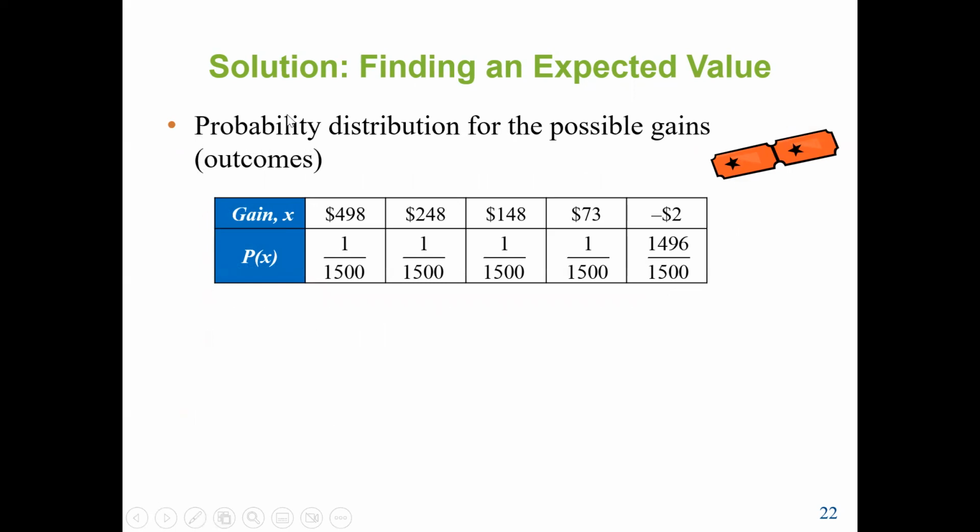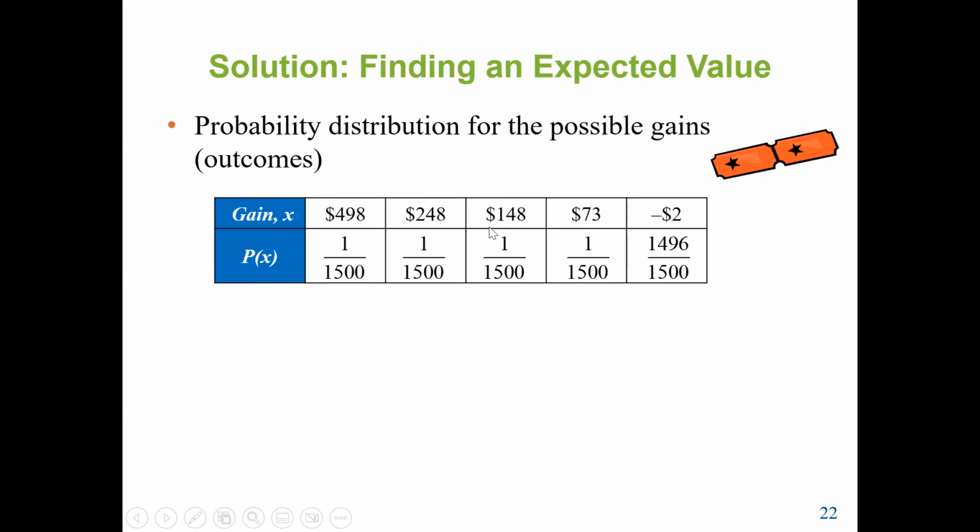Our goal is to find the probability distribution for the possible gains. So we can see for 498, the possible total is 1,500 tickets. So a gain of 498 is only one prize, so it's 1 over that amount. 248, 1 over the same total, 148, 73 also. Because for the first 4 prizes, we're going to get only one winner at a time. Now the remaining will be loss. So total tickets is 1,500, subtract 4 from it, we get 1,496 divided by 1,500.